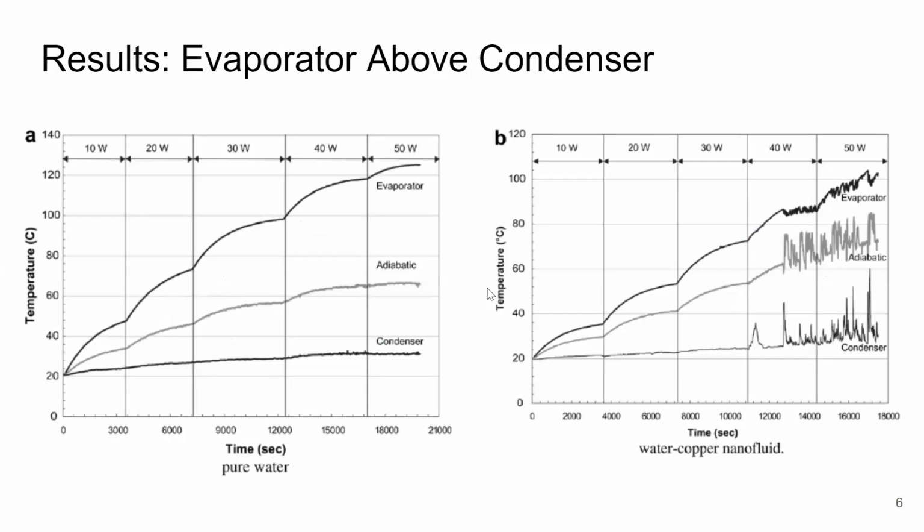The results for the evaporator above the condenser show similar results to the horizontal orientation. In the evaporator section at 40 to 50 watts, the water copper nanofluid shows a lower mean temperature, while the pure water shows a greater mean temperature.